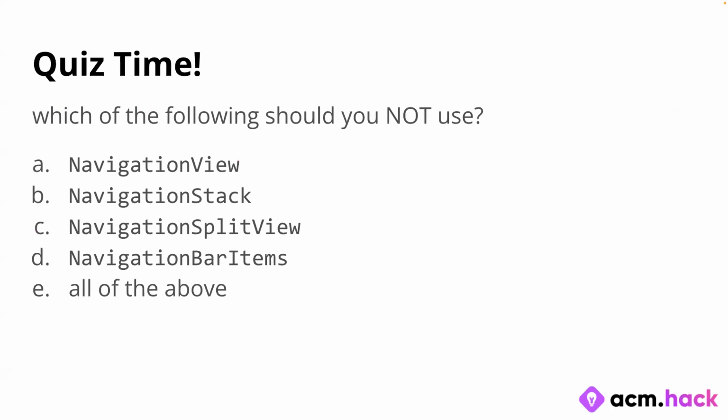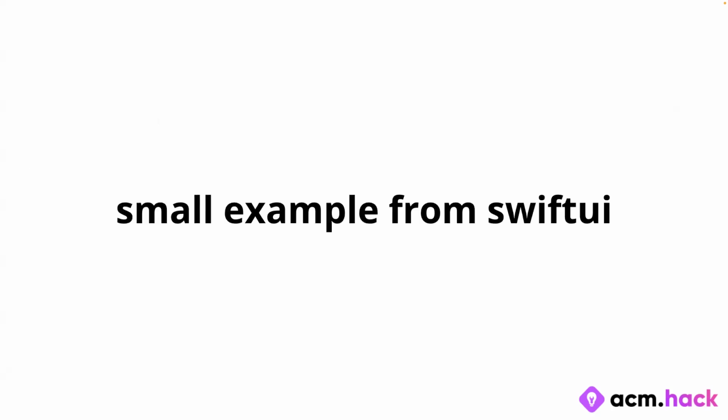Okay, navigation view. There's also another one. Do you know what that other one is? Okay, it is not the navigation stack, but it's another one. No, not the third item. Yeah, so it's the navigation view and the navigation bar items. So make sure you don't use those and you use their respective functions instead, which would be navigation stack, navigation split view, and the toolbar.